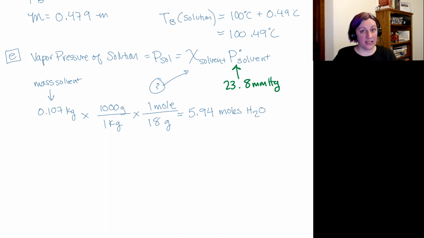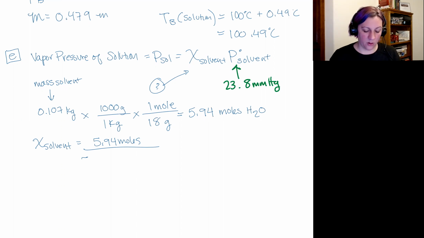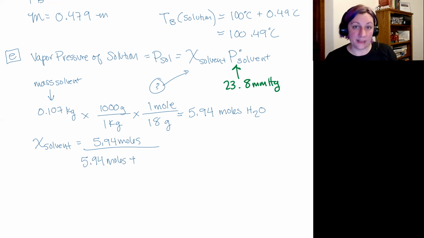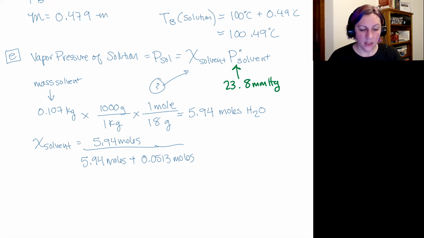All right, so now I can actually figure out my mole fraction. So my solvent goes on top, that 5.94 moles, and then it's going to be divided by the total number of moles in the solution. So that's the 5.94 moles plus the moles of our solute, which, if we pull from our previous work that we did at, I think, part C, is our 0.0513 moles. Very small number compared to the solvent. So plugging this into my calculator, I get a value that is 0.991.